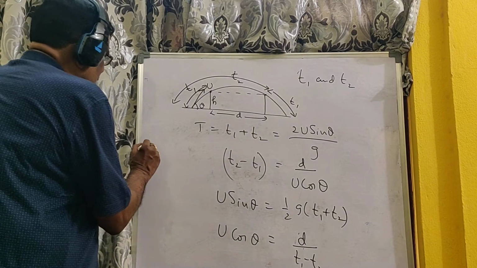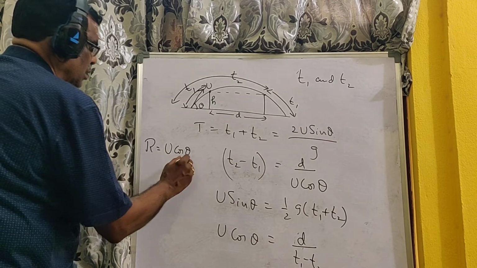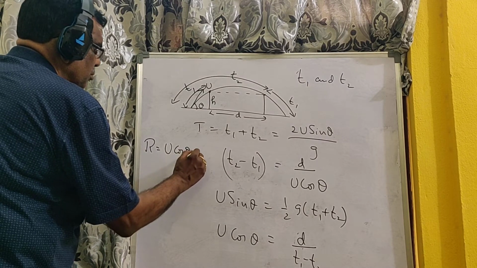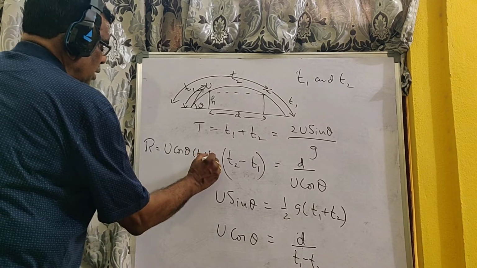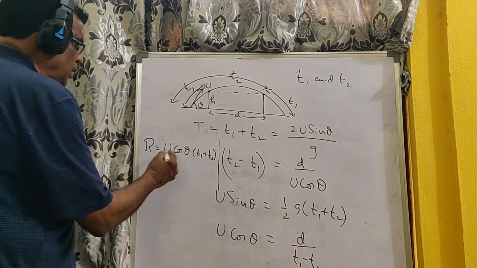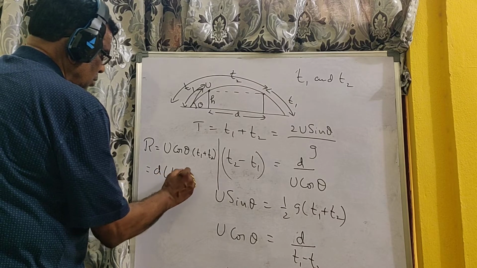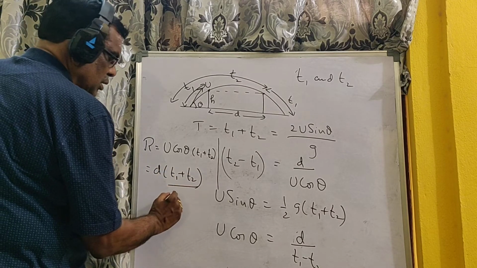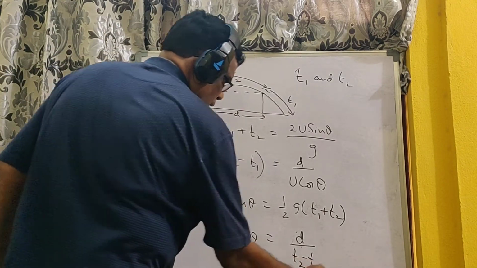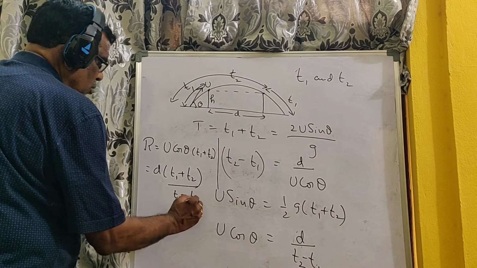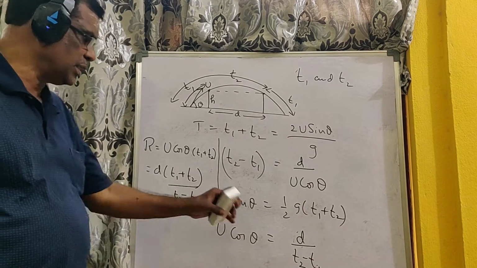For example, range he is asking. What is the range? U cos theta into time of flight. What is the time of flight? Here T, sorry, T1 plus T2. Okay? And what is u cos theta? D by, sorry, this is T2 minus T1. So directly you can give the range for this. I hope this is clear to you now.